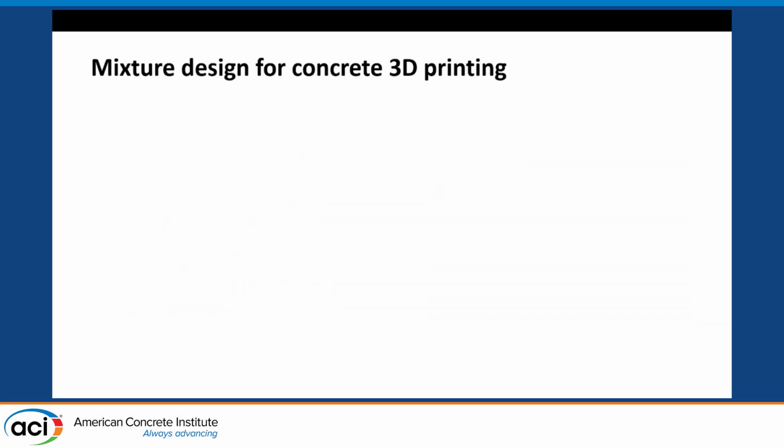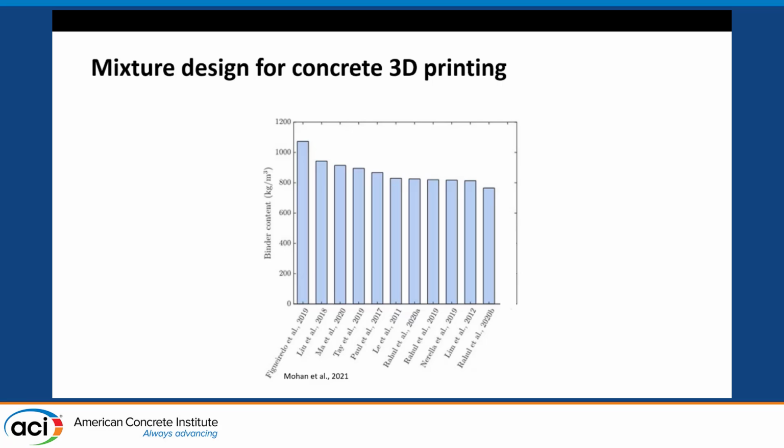So, how do people do this? Usually cement paste or cement mortar is printed. The aggregate size is pretty limited, and there is a very high binder content in the 3D printed mixtures. Mohan et al. in their paper found that on an average, the binder content is about 800 kg per meter cube. That's almost twice our conventional concrete.